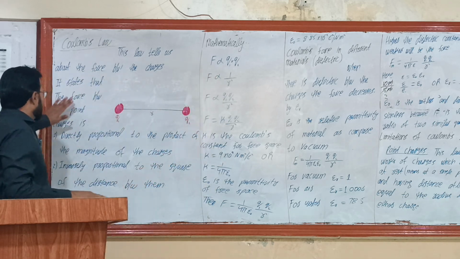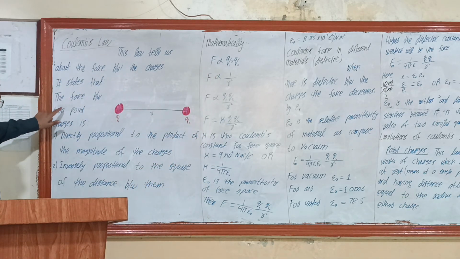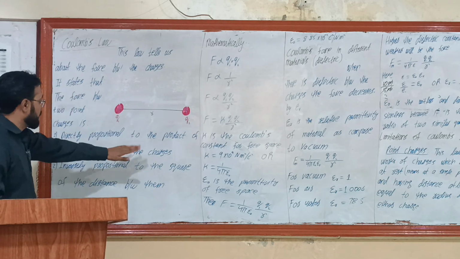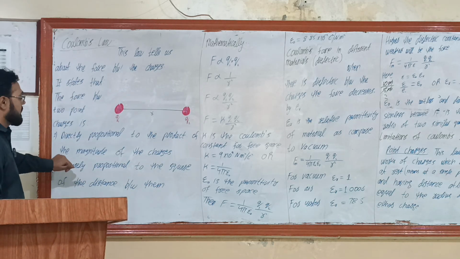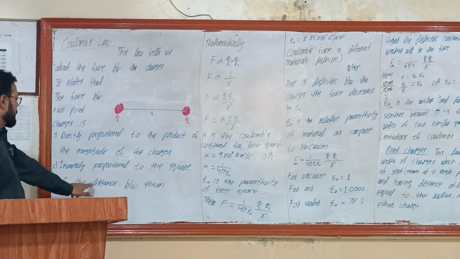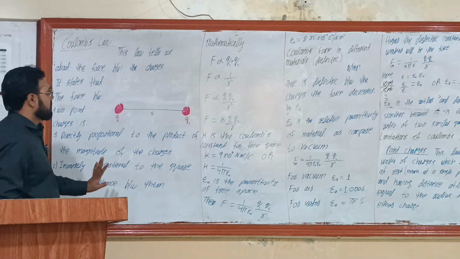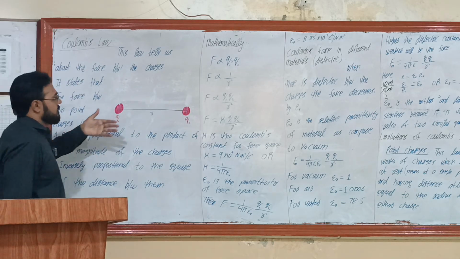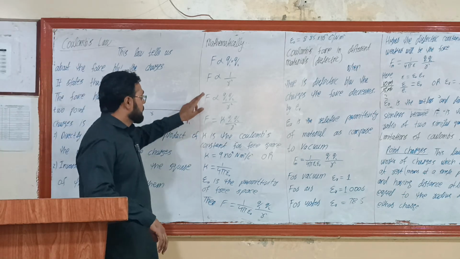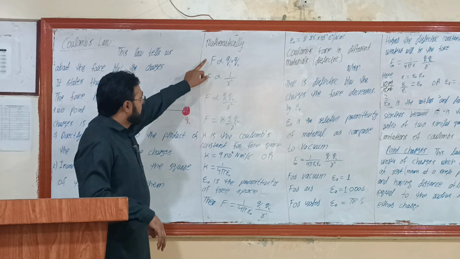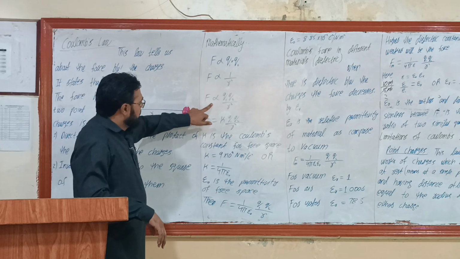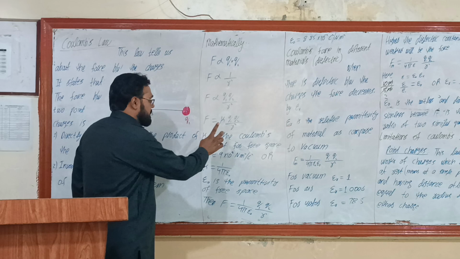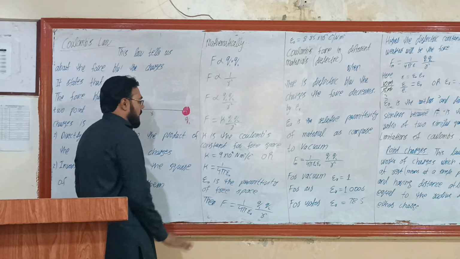Coulomb's law states that the force between two point charges is directly proportional to the product of the magnitudes of the charges and inversely proportional to the square of the distance between them. These are written in theoretical form, here in mathematical form. Now, by combining these two proportionalities, here comes Coulomb's constant. K is the Coulomb constant for free space.